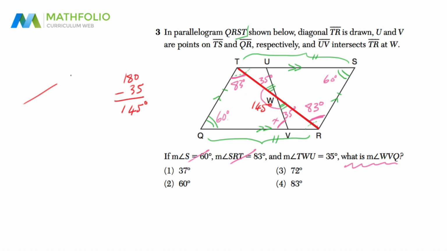So we have this shape, 1, 2, 3, 4. We know this is 60. We know this is 83. We know this is 145. And this is what we're looking for. We called it X. So if we add them up, 60 plus 83 plus 145 plus X, the sum of all those four angles in a quadrilateral must be 360 degrees.